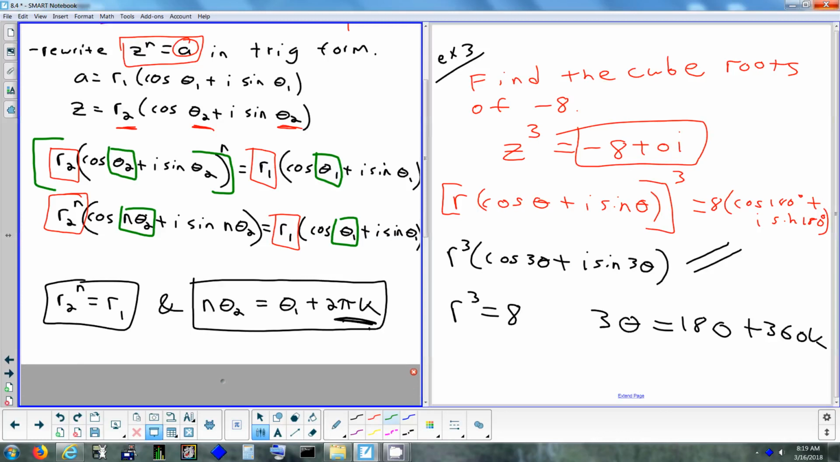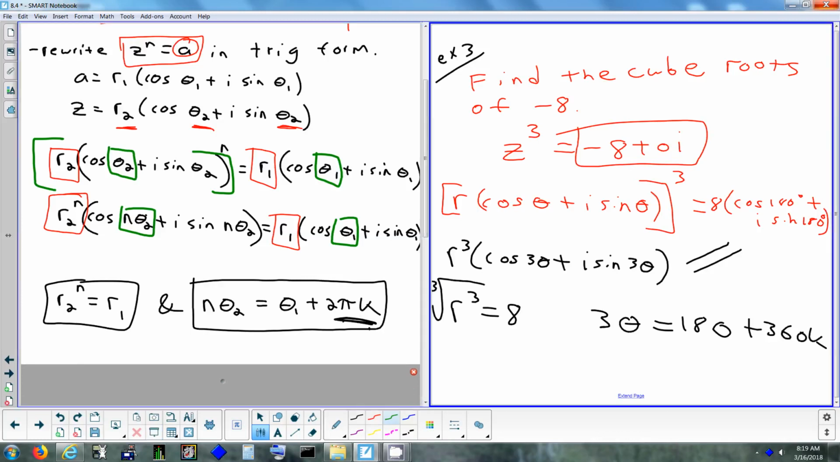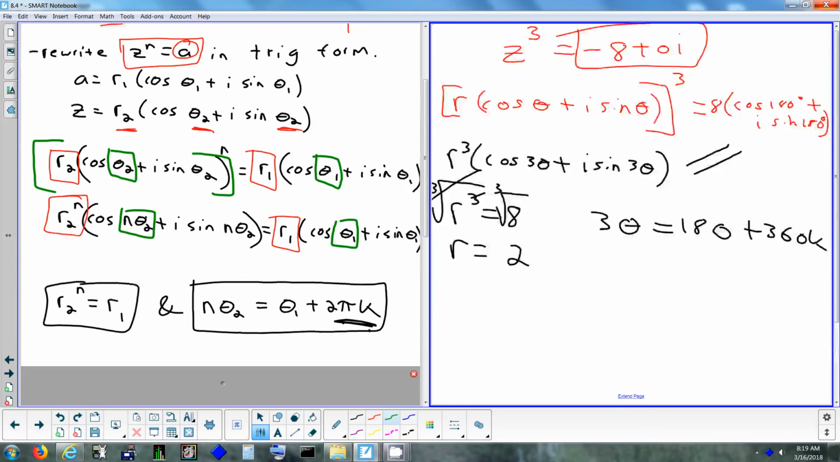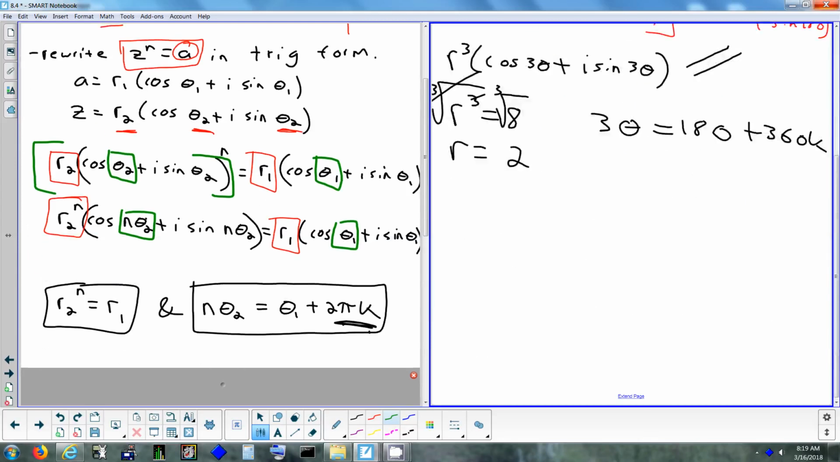So to get r by itself on the left, cube root, and what's the cube root of 8? Okay, 2. So now, when we write all three answers, they all have a radius of 2. 2, 2, 2. If the radius is the same, then what's going to be different to give me 3 different answers? Yep, the angle. The angle is the only thing that can be different because it has a variable in it.